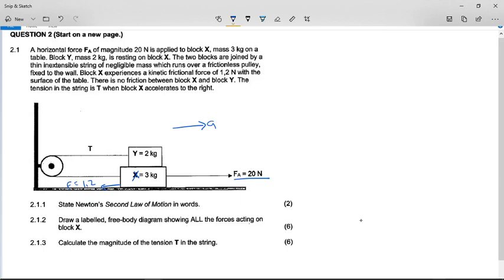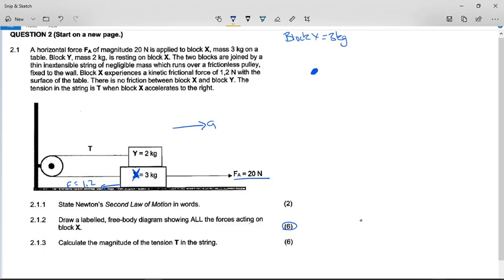Now it says to you, draw a labeled free body diagram showing all the forces acting on block X. Now this is block X, this block on the bottom. Remember, with a free body diagram, this is 6 marks, I need 6 arrows. So we can start off with all of the obvious things. Here's block X, which is 3 kilograms. Now remember, there's 2 blocks here. We're inevitably going to have to draw both free body diagrams for both blocks, but we'll start here.